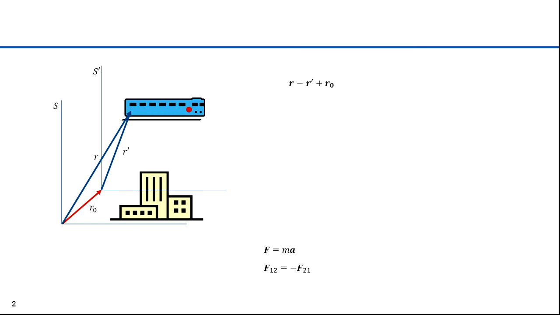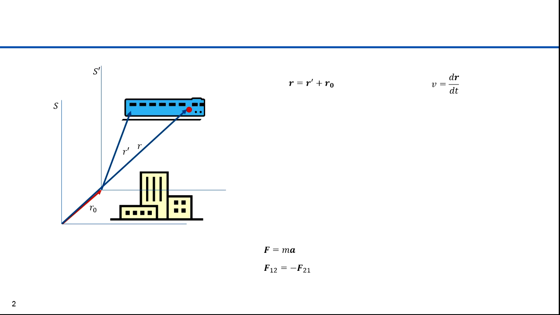Let's put the red dot in motion at a constant velocity. Mathematically, velocity is the change in position over the change in time. In frame S, that's expressed as dr/dt, the derivative of position. The position vector moves with the red dot. The same would happen with r prime.